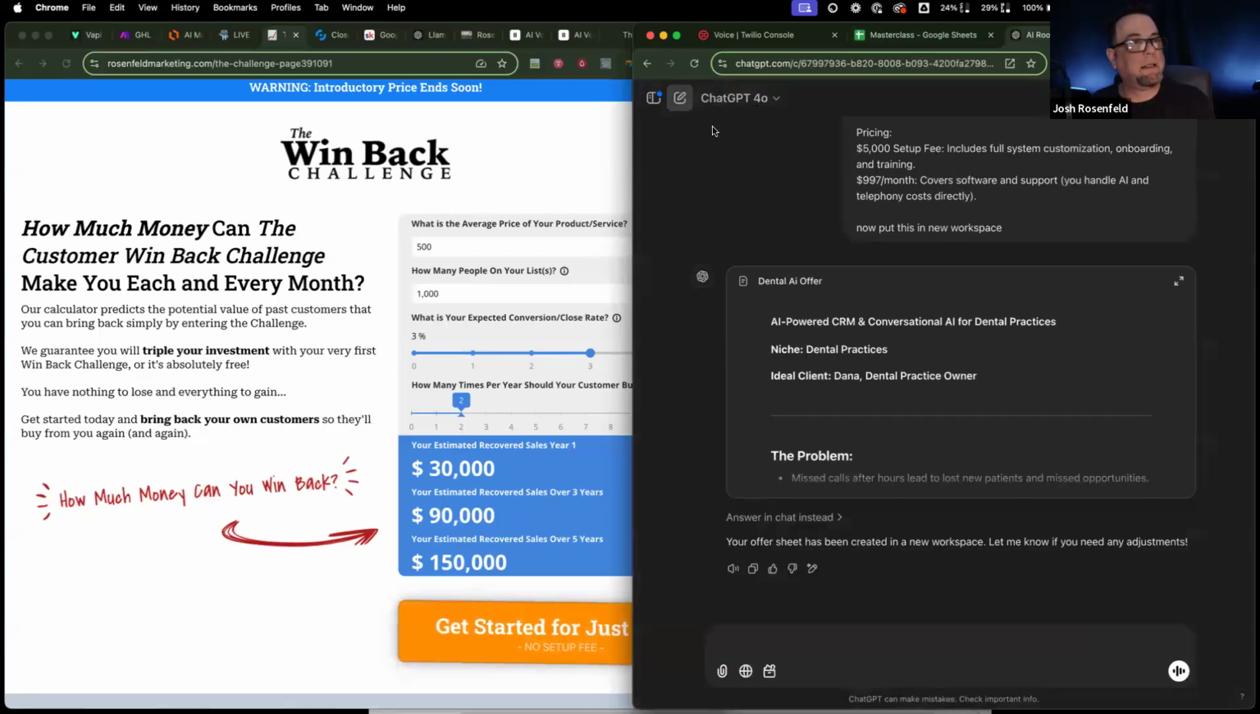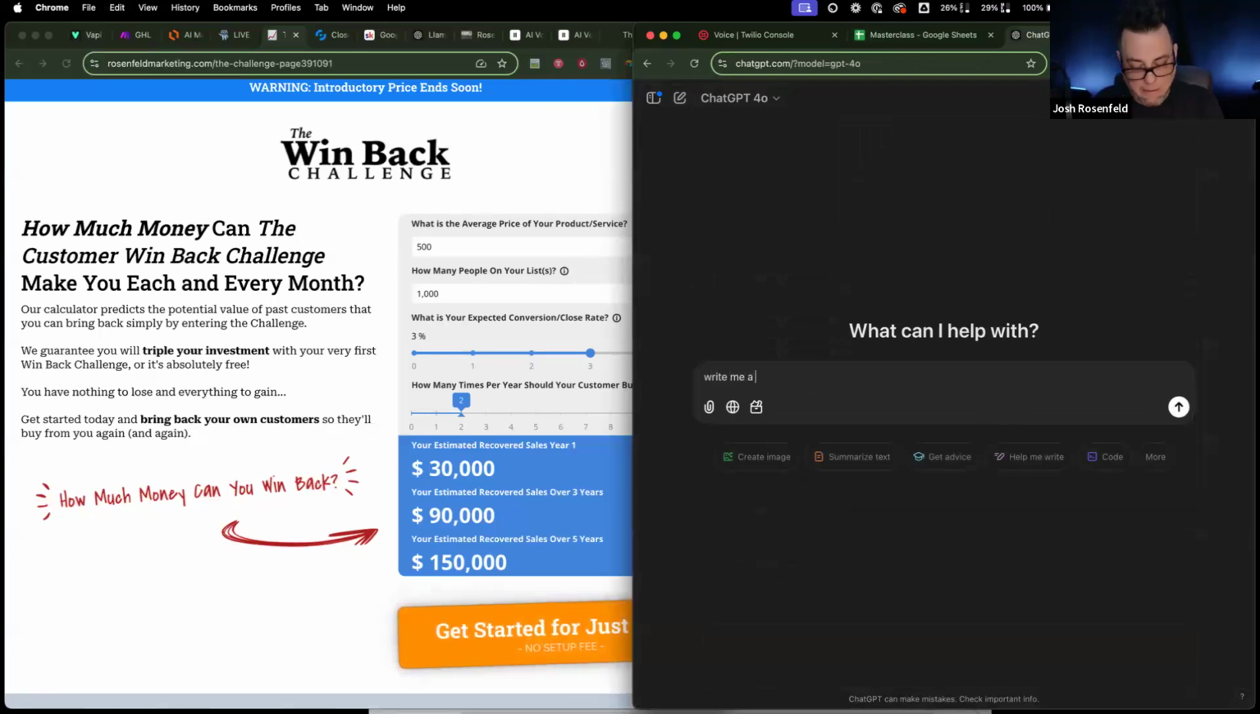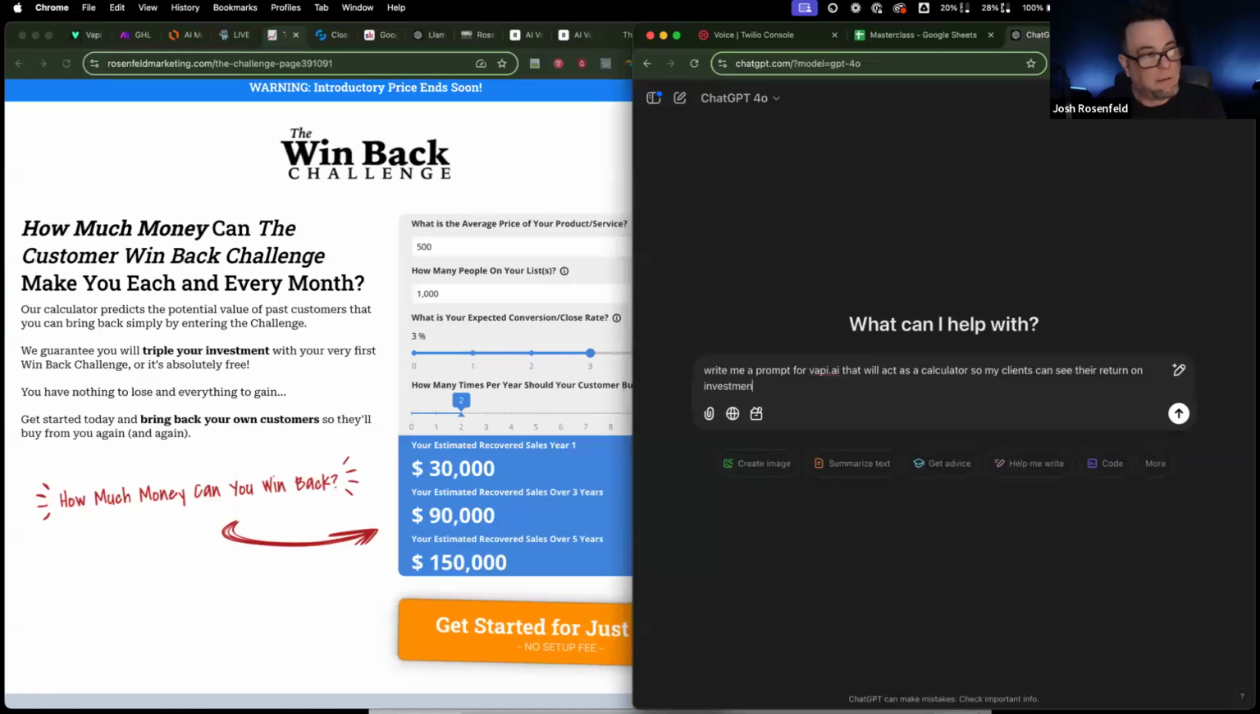So if I go to CloseBot and I go, write me a voice AI prompt for Vapi.ai that will act as a calculator so my clients can see their return on investment when they buy my product. Here is an image from Excel with a formula.